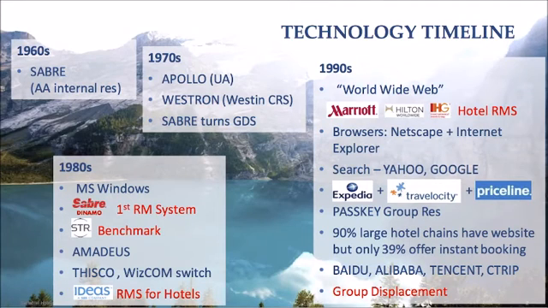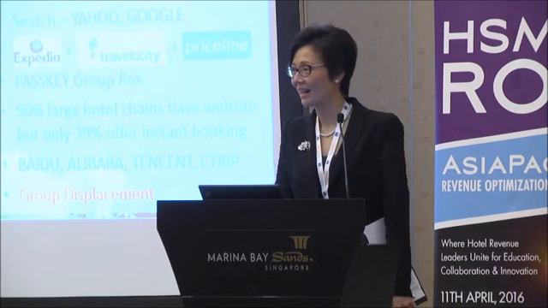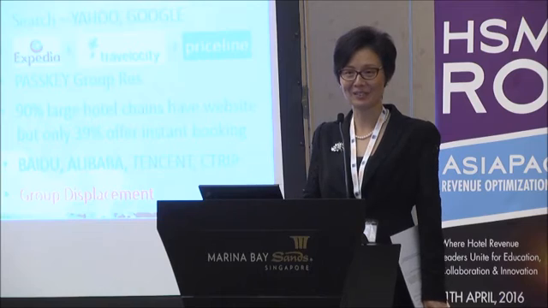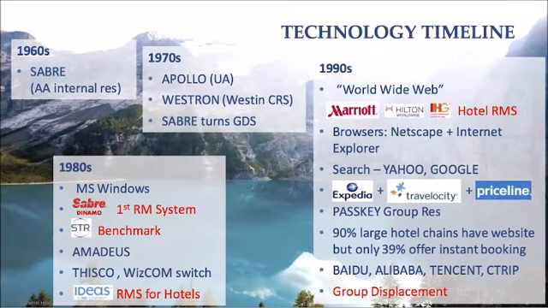In the 1990s, we had the World Wide Web. It's really very surprising how recent this whole phenomenon of the World Wide Web is, which has now completely taken over every aspect of our life. Then the big hotel chains, the Marriotts, the Hiltons, the IHGs, started really to build in-house robust revenue management systems. Then browsers came about, so you have Netscape, then Internet Explorer, and at the same time, of course, search started to make its entry. You had Yahoo and the Googles.